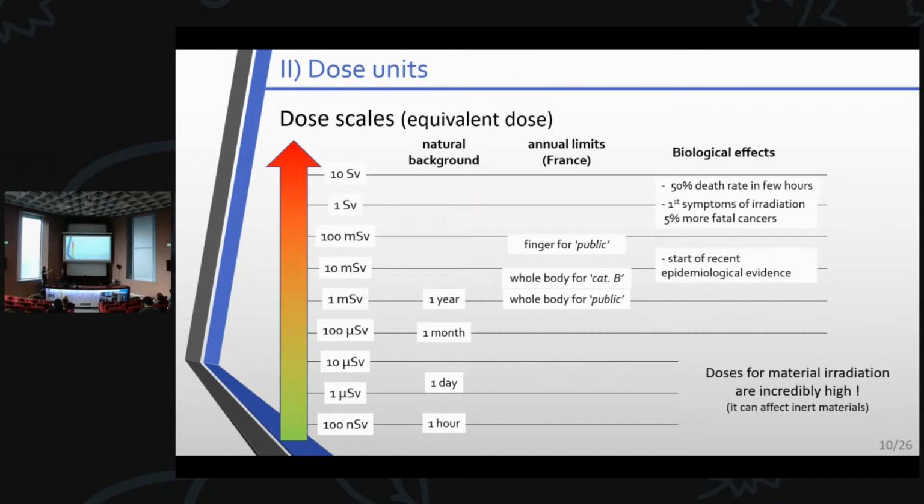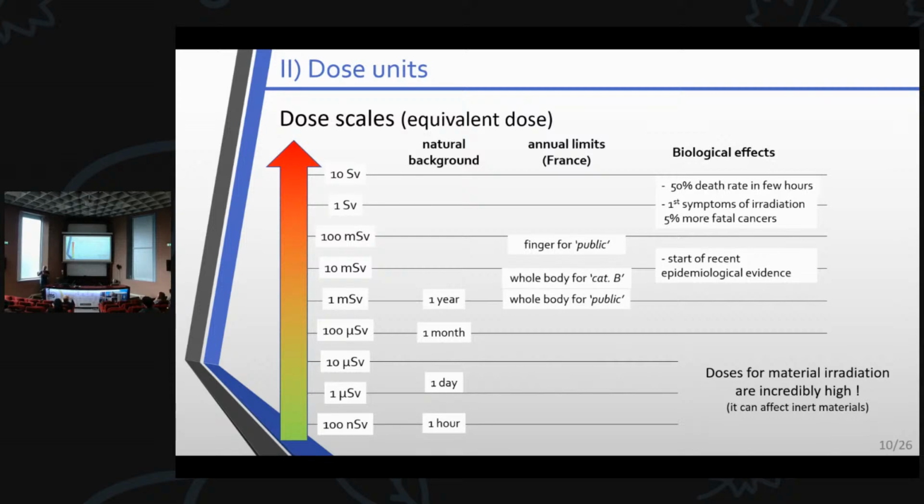I also put some biological effects. So recent studies show that the very first epidemiological evidence starts from here, but the real symptoms are here. There are several orders of magnitude above the limits which are applied. But this is for radiation protection.